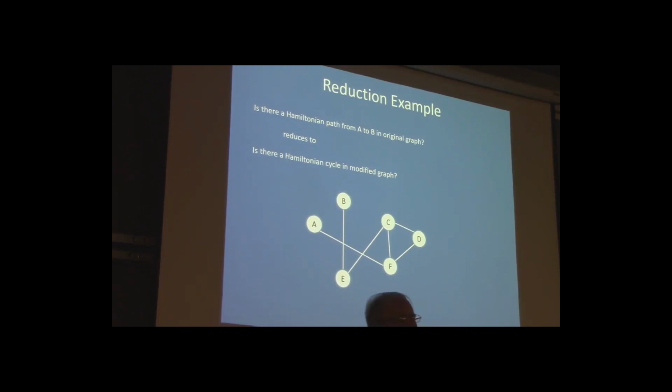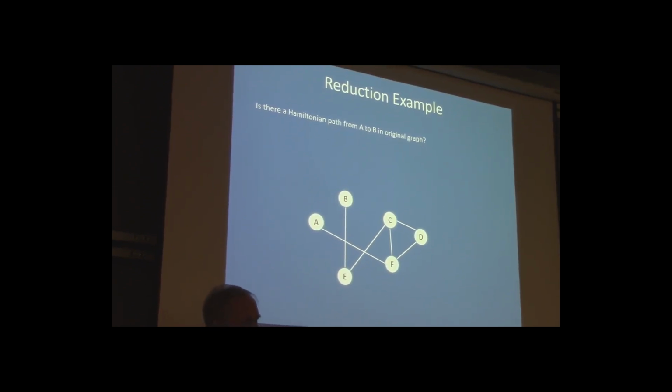Okay. Anyway, we're just about out of time. This is just our first example of a reduction. We want to solve one problem, namely find a path. We know how to solve another problem, which is to find a cycle. So we do a transformation on the graph, find the cycle, and then turn it into a path. That's a reduction.